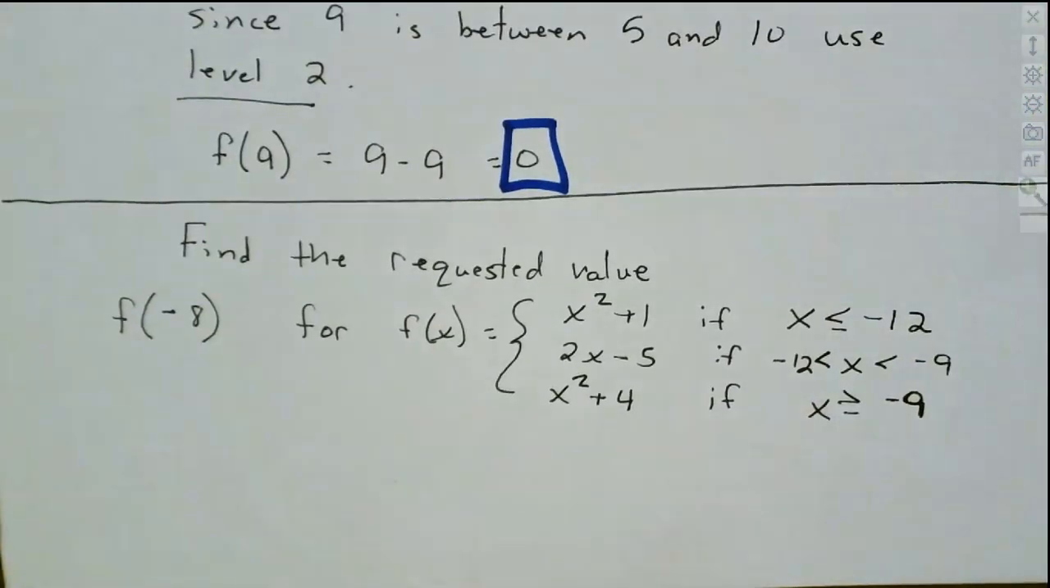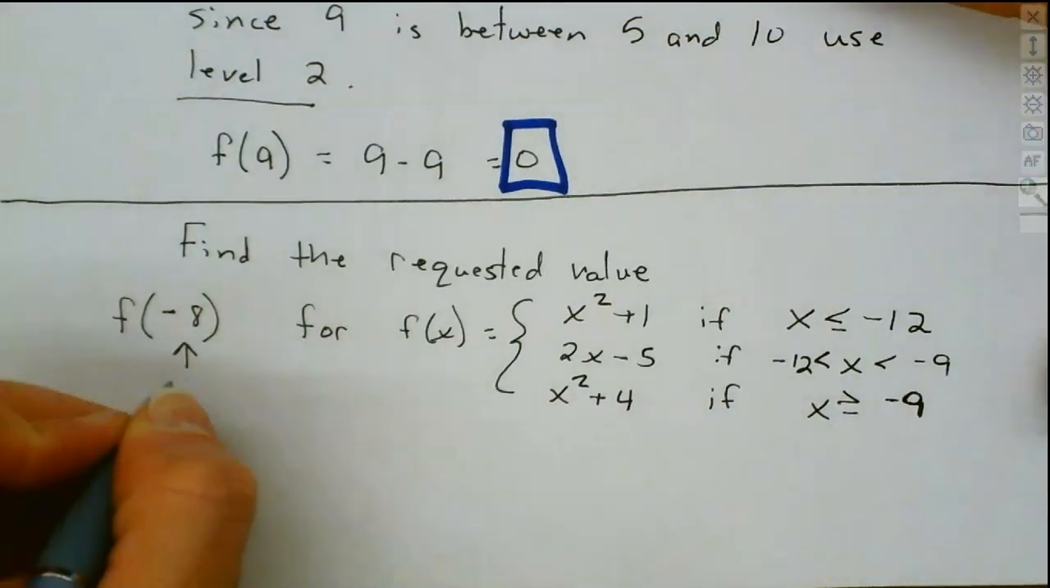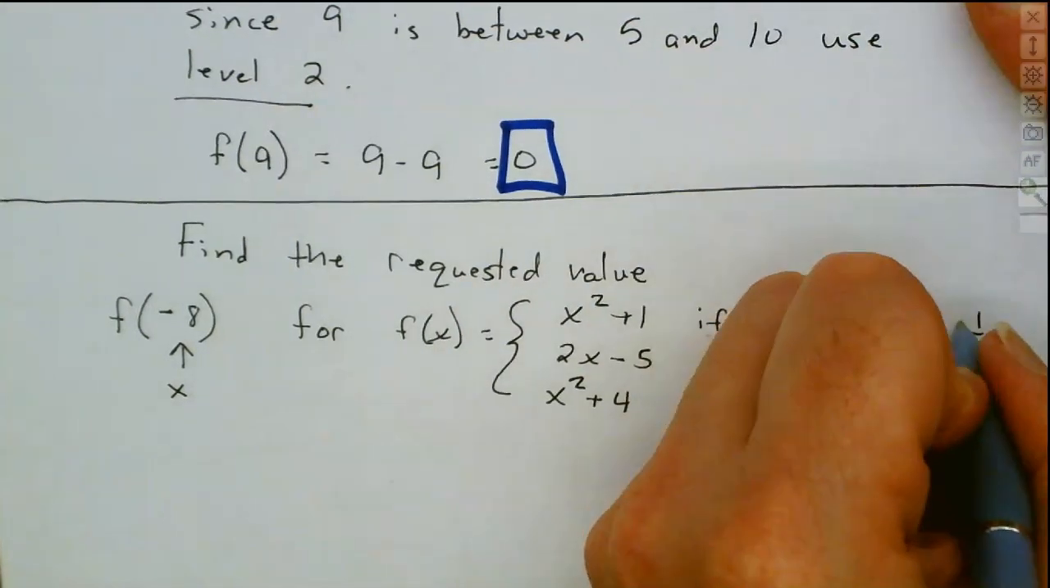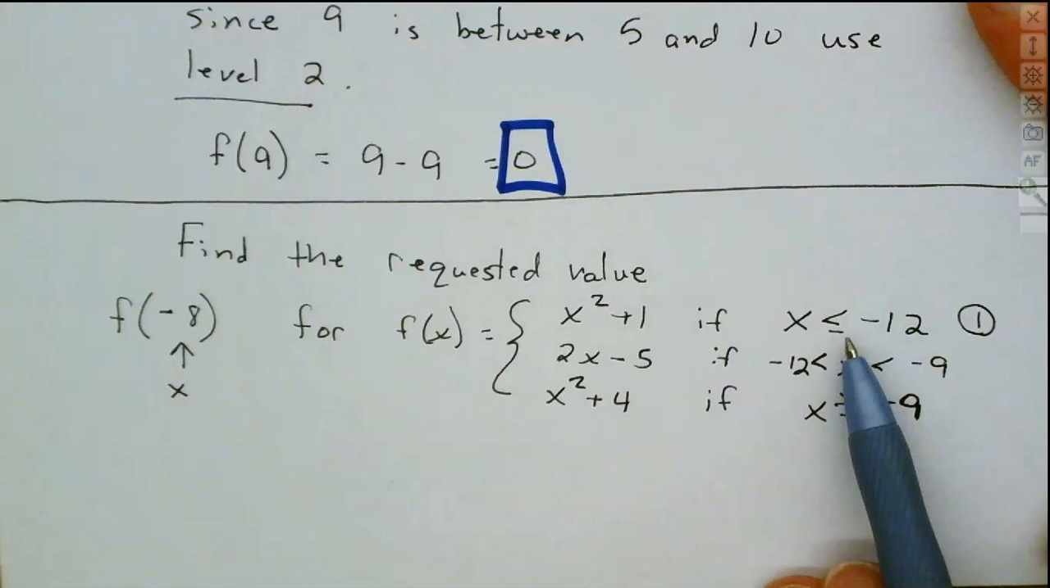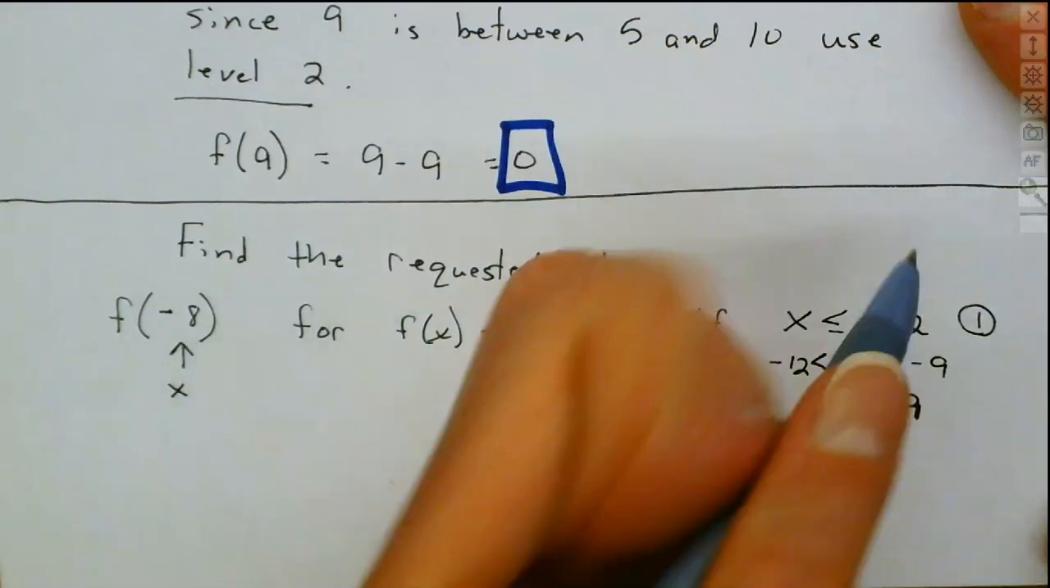So this is what we've got. We've got the 3 functions here. Now, we need to figure out which row we use. We only use one of the rows. This negative 8, well, that is your x value. So let's talk about the first row. Why is the first row not going to work? The first row is for values of x that are less than negative 12. Is negative 8 smaller than negative 12? No. So that one doesn't work.